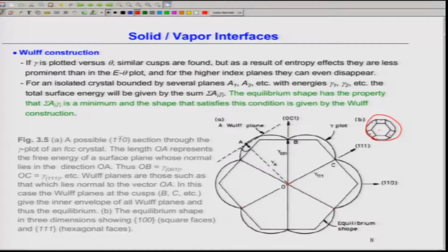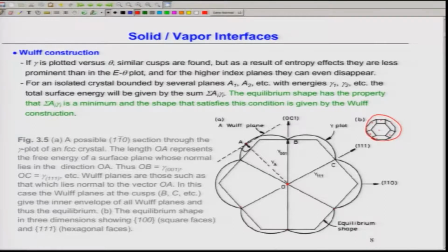Now I consider a point on these cusps, suppose this point is A. If I join this point A and this central point O by a dotted line, then I draw a normal to these cusps at this point, not a tangent. You can see this is that normal. This is my direction, and then I put a 90-degree line with respect to that. If I do that, that becomes my Wolff plane.